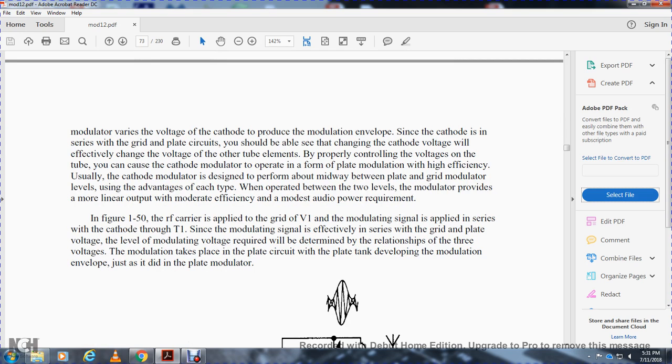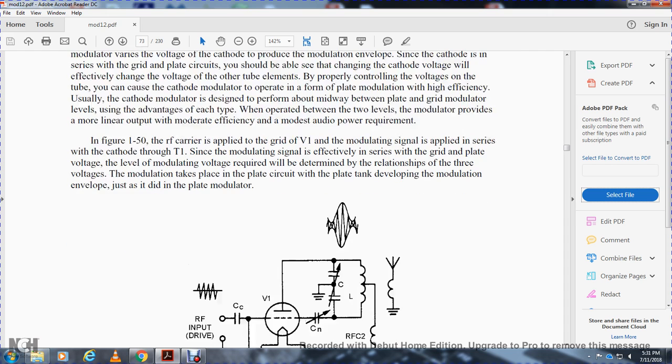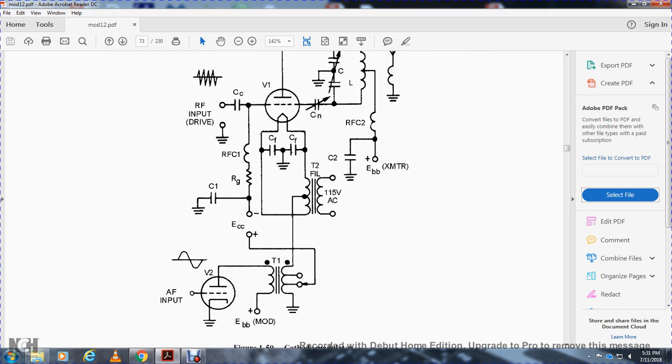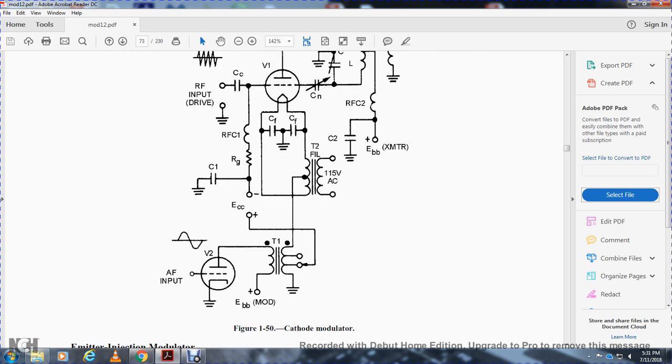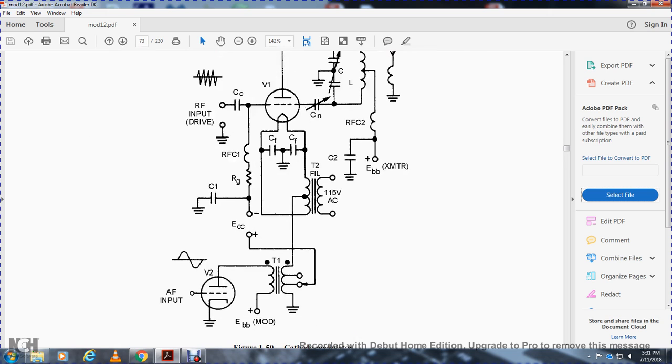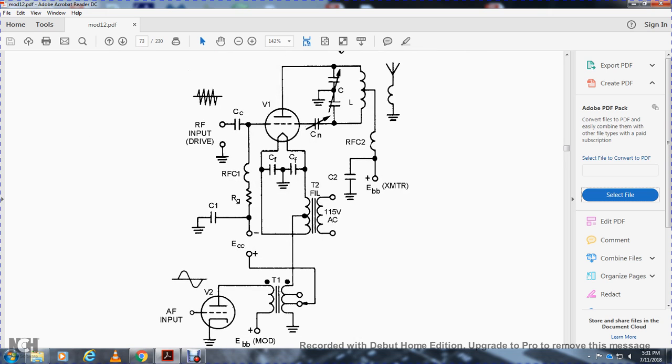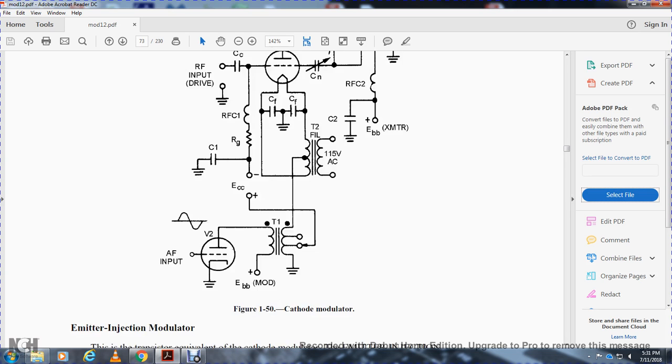In Figure 150, the radio frequency carrier is applied to the grid of the radio frequency amplifier, and the modulating signal is applied to the cathode through transformer 1. The modulating voltage required is determined by the relationship of the voltages of the plate circuit and the plate tank developing the modulation envelope. You should treat it as the plate modulator. Figure 150 shows the cathode modulation: the audio frequency input goes into modulator transformer 1, with capacitor 1, resistor, grid, radio frequency choke, and radio frequency input driver.